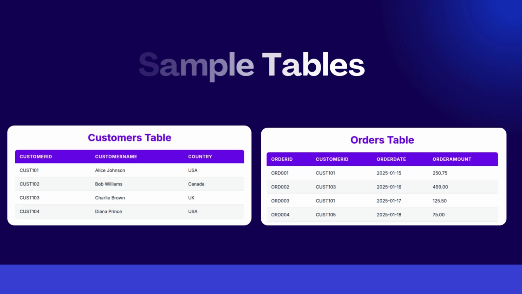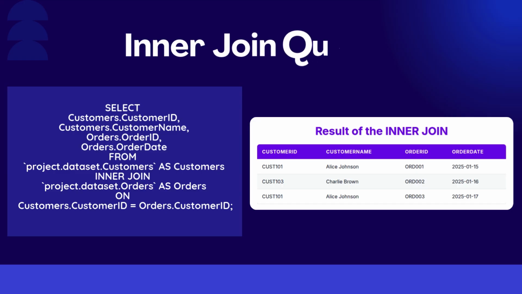In the previous video, when we did an inner join, we only got customers who had placed at least one order. Any customer without an order was excluded, and any order without a valid customer was also excluded. But what if we want to see customers who haven't placed any orders yet? Or orders that are not linked to a customer? That's exactly where left join and right join come in.